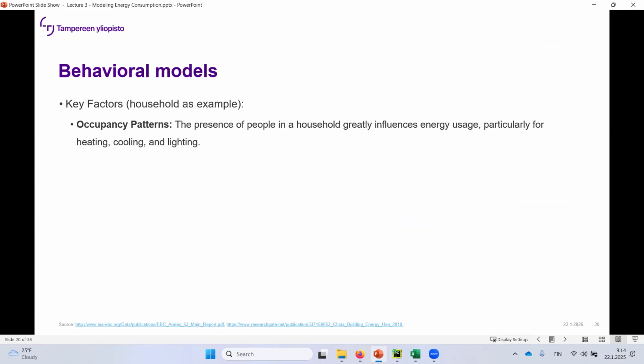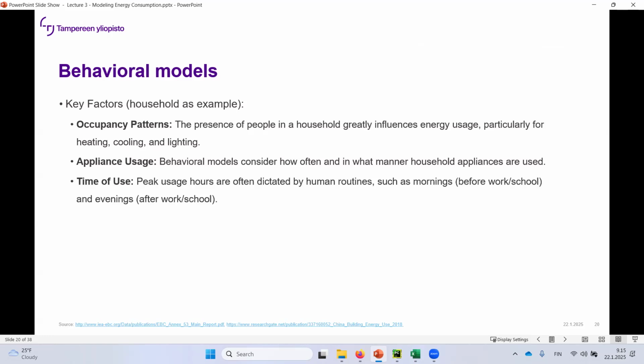So household, as an example, occupancy patterns. How often are people at home? And this so-called Markov chains model is something that's really often used in here. In that model, the only thing that's affecting the outcome of the next state is the current state. So are you home or are you not home? And then the model makes some kind of a prediction based on probability.